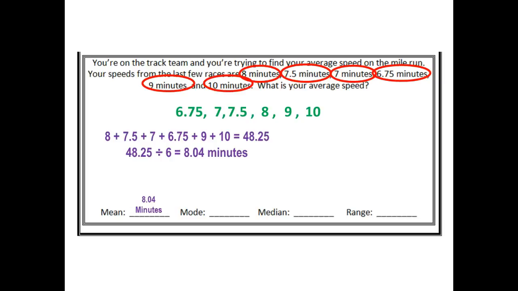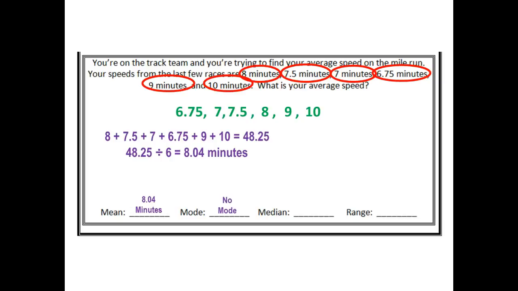To find the mode, we look for any values that repeat. There are no values next to each other. By putting it in numeric order from smallest to largest, or least to greatest, we end up seeing if any values are next to their repeated values. None are, so there's no mode.